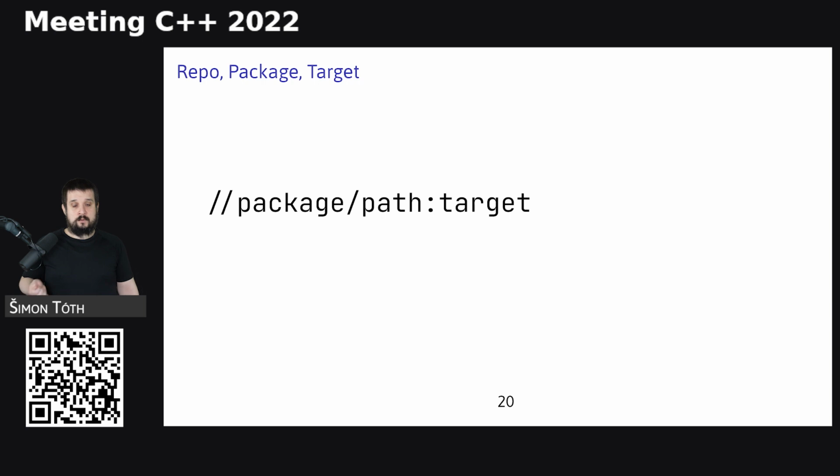Similarly, when we refer to local targets, we can skip the package path. On the other hand, when the target name matches the name of the package, we can also skip the target name and use the package path only.